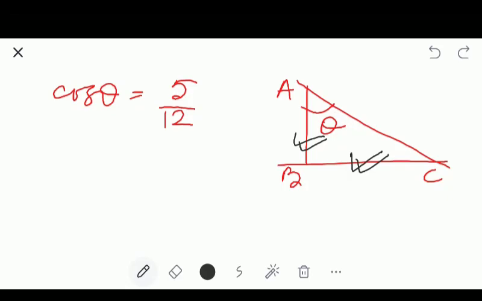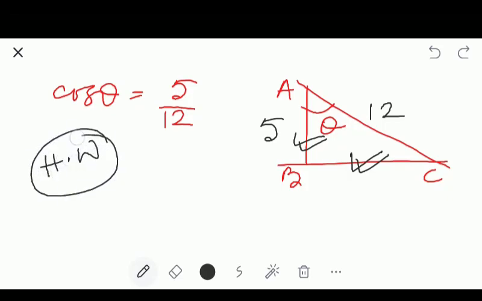Remember this. Now, what is the value of base here? The base is 5 and the hypotenuse is 12. We have to determine the value of this perpendicular. So how can we determine it? We can determine it with the help of Pythagoras theorem. So this is the problem that you guys will solve at your home and send me the answer.